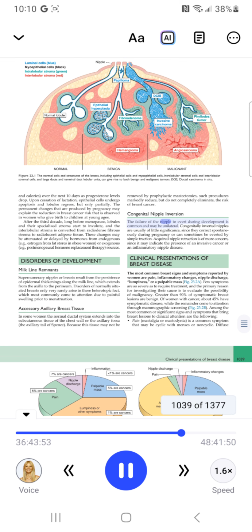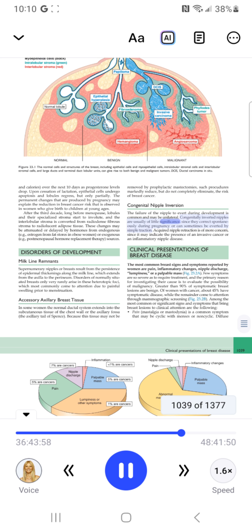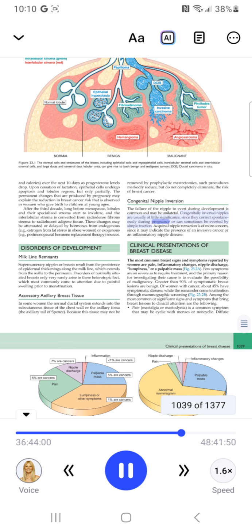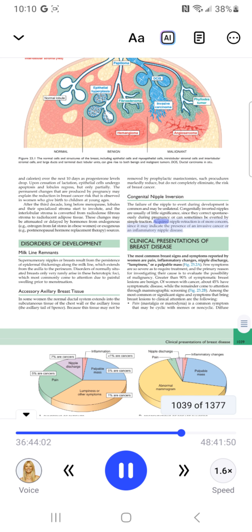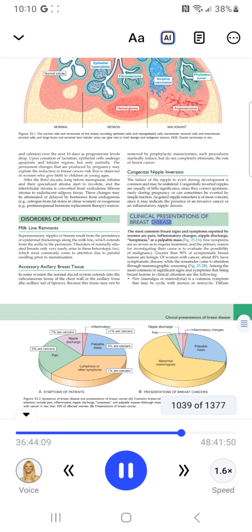The failure of the nipple to evert during development is common and may be unilateral. Congenitally inverted nipples are usually of little significance, since they correct spontaneously during pregnancy or can sometimes be averted by simple traction. Acquired nipple retraction is of more concern, since it may indicate the presence of an invasive cancer or an inflammatory nipple disease. Clinical presentations of breast disease.